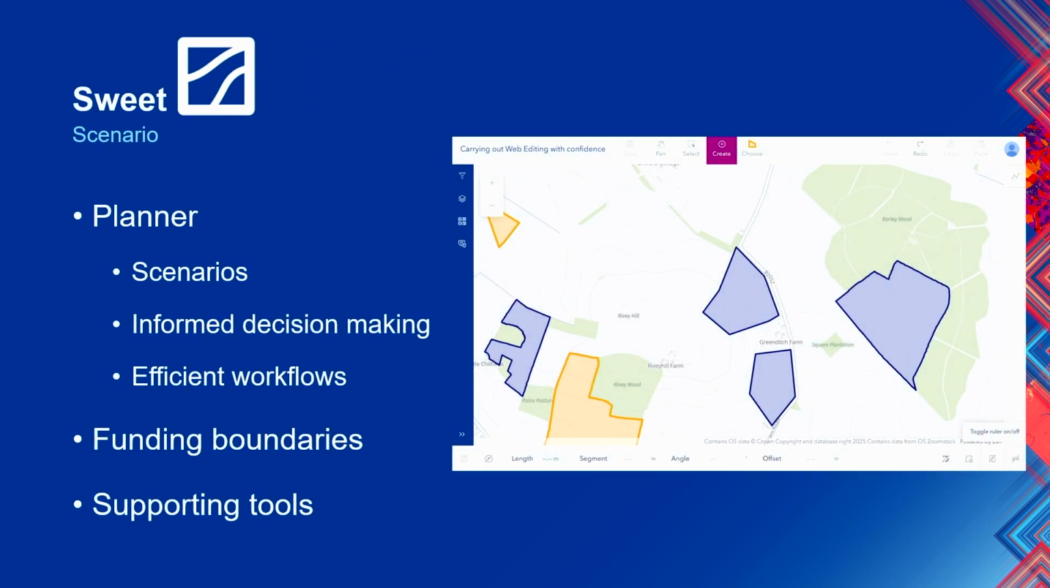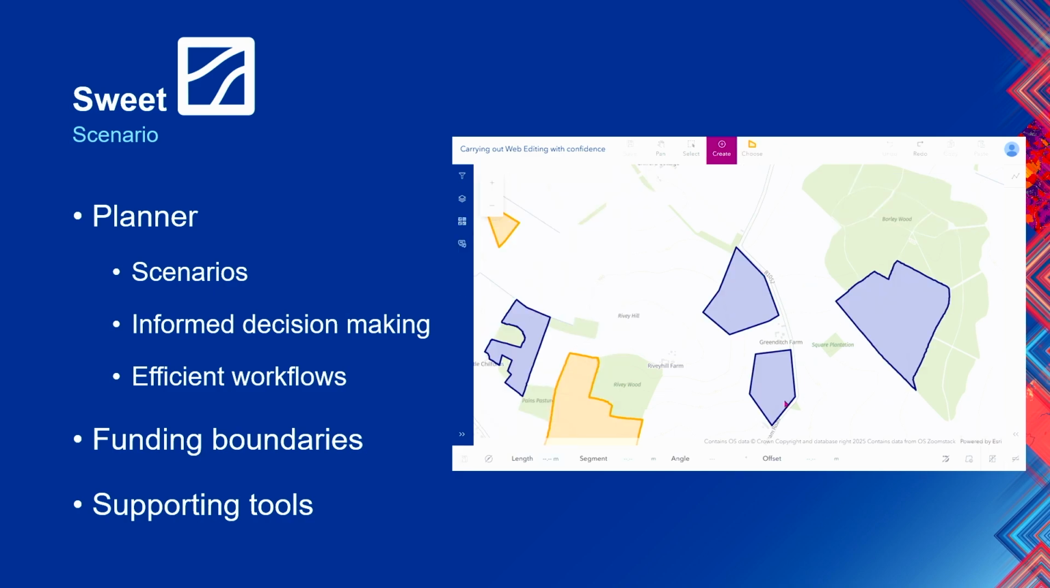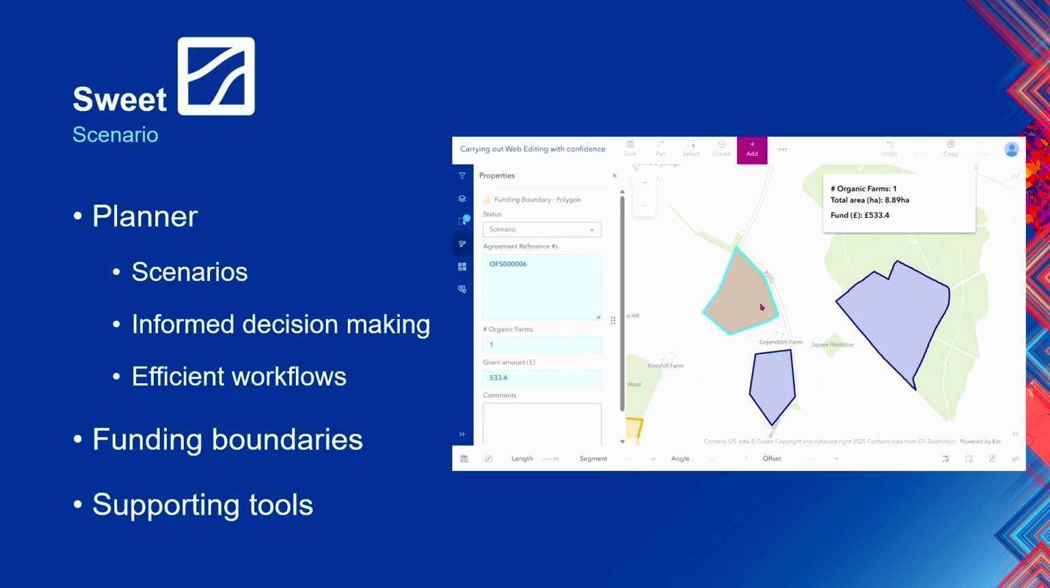So Suite is an intuitive web editing tool that is applicable and can be used by a whole range of users. But today, I'm going to use Suite with my planner hat on. So I'm going to be looking at these organic farm submissions and doing some scenarios around funding boundaries. I want to be able to make some informed decisions and make my workflow as efficient as possible. And I also want to have some tools to support these editing workflows surrounding it. So let's check it out.